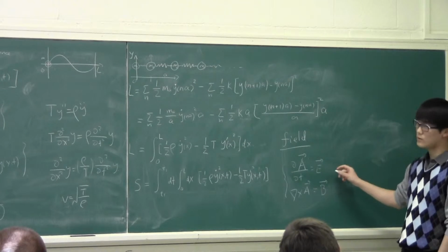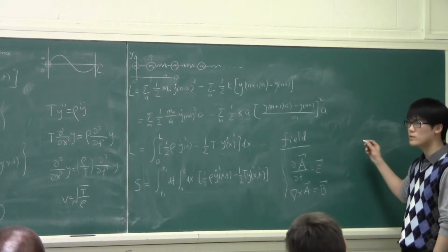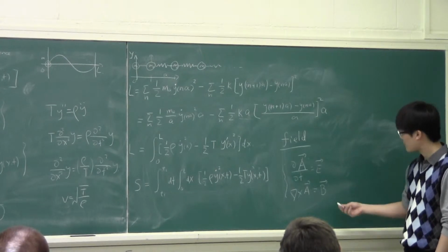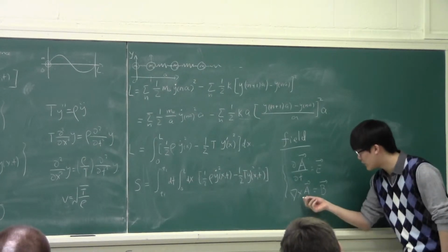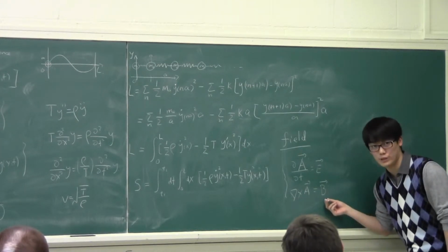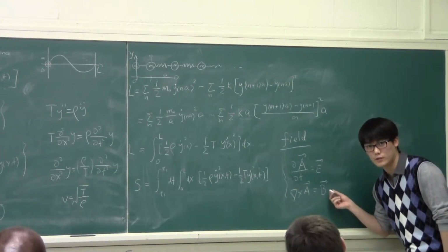Okay, yeah. This is what we call the axial gauge, phi. Anyways, the vector potential is defined so that its curl is equal to B. B is the physical field, right?